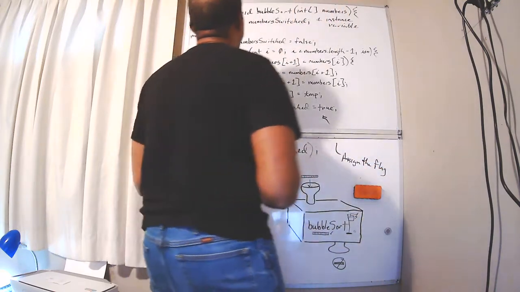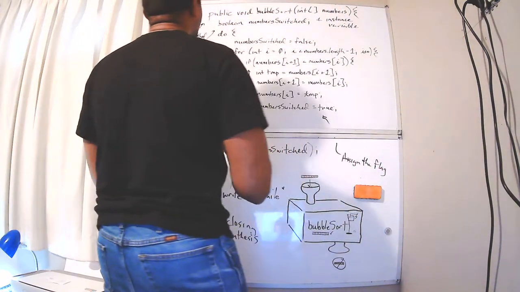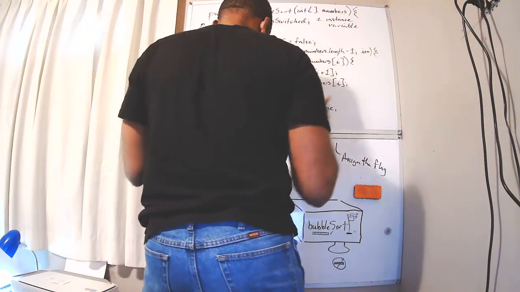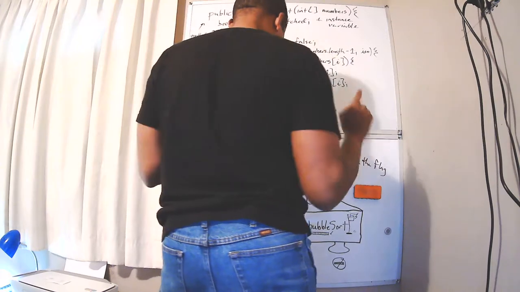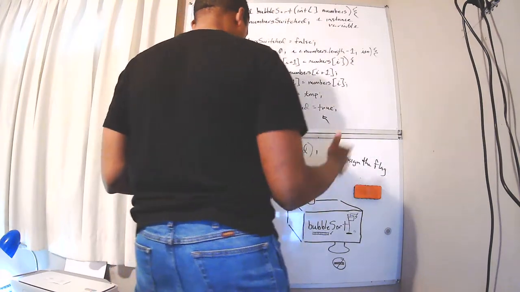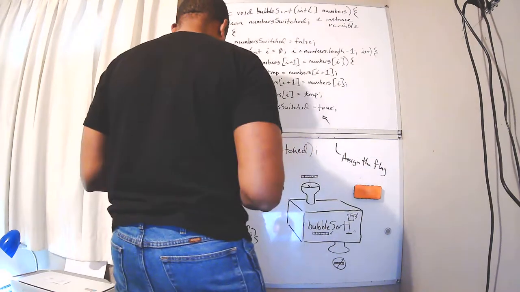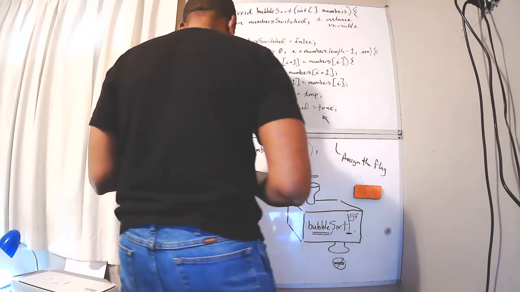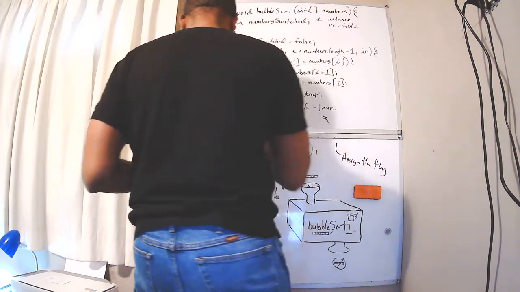So what do I have to do? We have a function that doesn't return anything. It's named bubble sort. What it takes is an array of integers as an argument. We call numbers. We're gonna create a flag for that function. And then we're gonna start something.